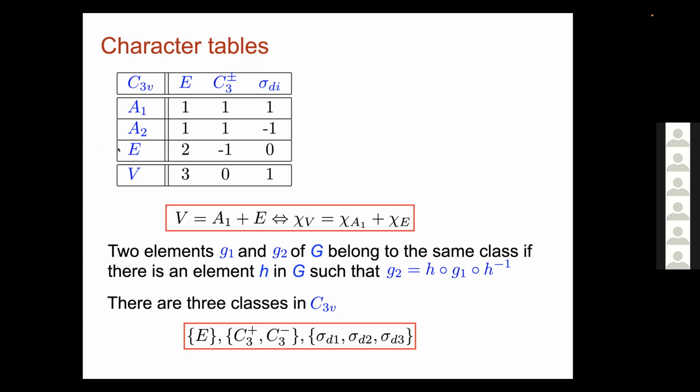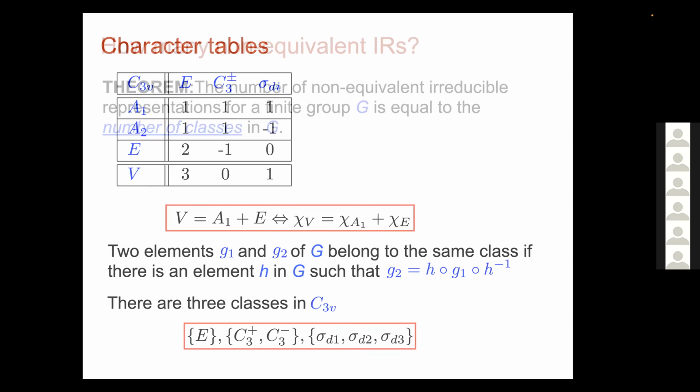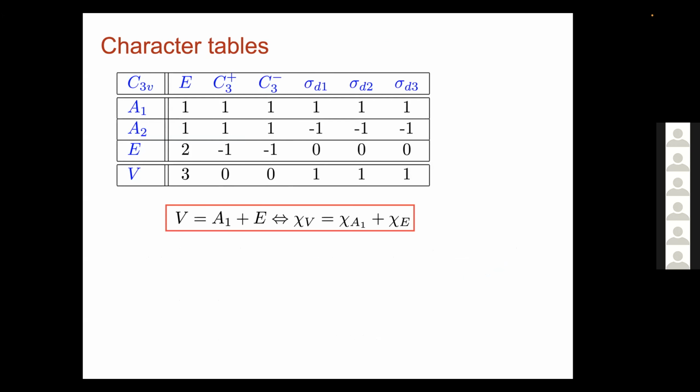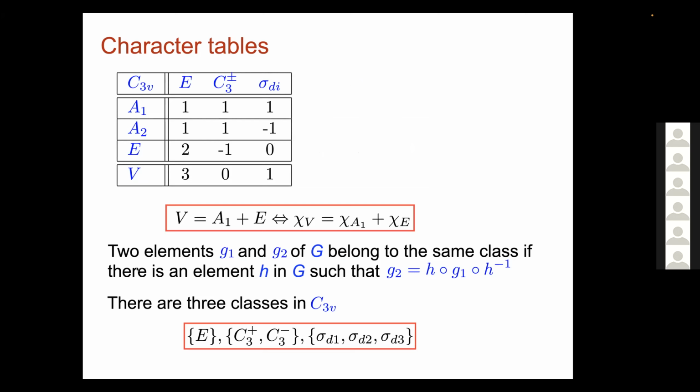How do we know that there are only three irreducible representations? Well, the most direct answer: you go to the tables and you see that there are only three. There are ways that you could do it from scratch, but since there are tables, why should you? They are based on several theorems. I'm going to give you just two of them. One of them is that the number of non-equivalent irreducible representations for a finite group is always equal to the number of classes. Now, in this group, there are three classes. Therefore, I know that there can only be three non-equivalent irreducible representations.